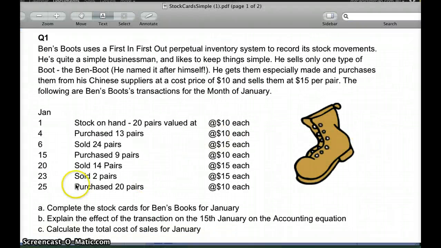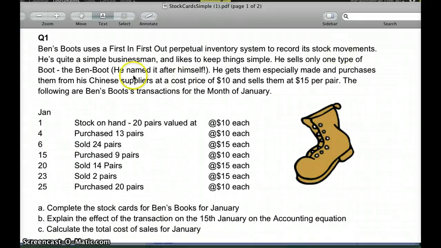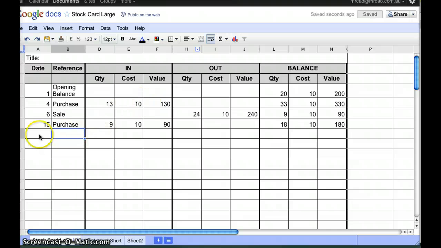The next part is sold 14 pairs. What date was that? On the 20th, I sold 14. I want to make sure that I record it in the out column. 14 at $10 gives me 140. And so I sold 14 from the 18, which gives me 4 left in my inventory. I'm running pretty low on stock at this stage.